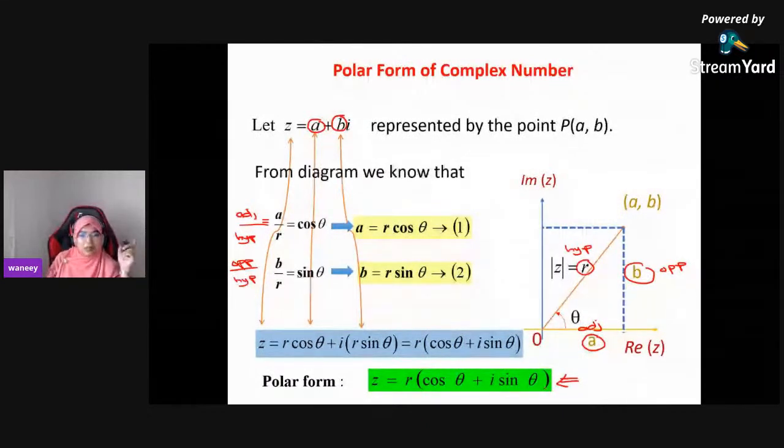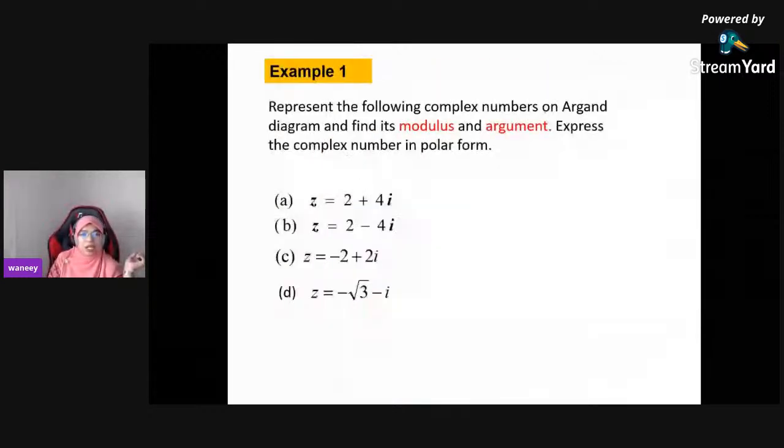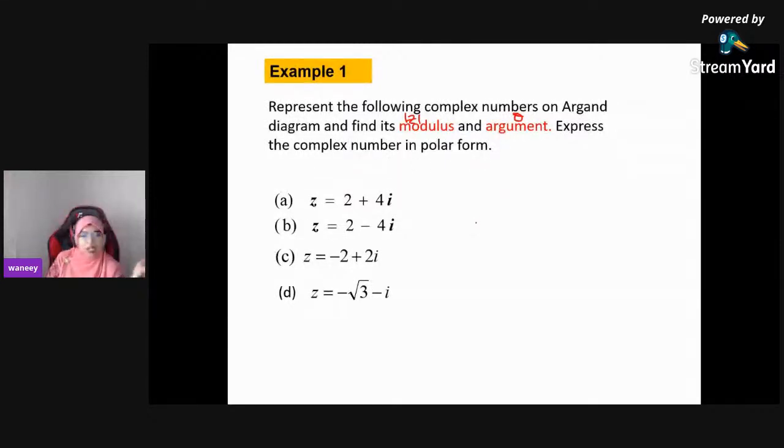Okay, so let me go straight away to the example. Represent the following complex numbers on an Argand diagram. You should represent them on an Argand diagram and find the modulus and argument. So that means we want to find what theta is. Express the complex number in polar form. Okay, so we have quite a few here, so let us move to the questions straight away.